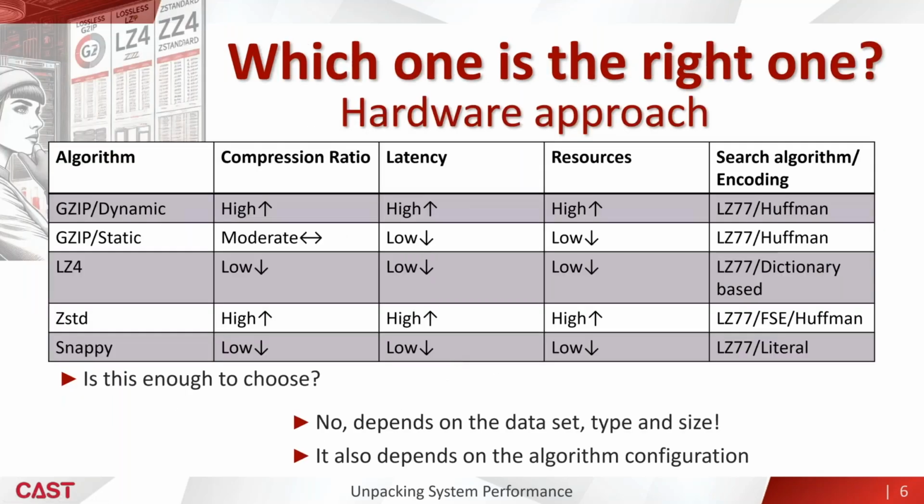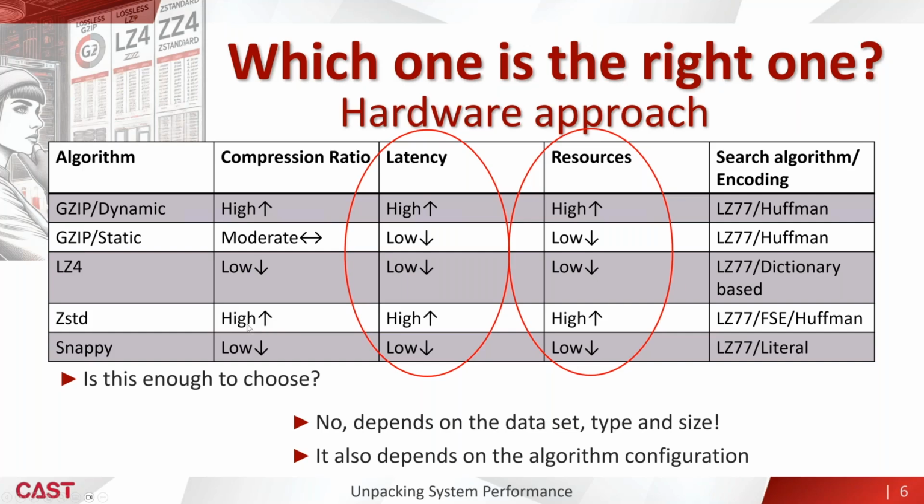So now let's study the table we saw before, wearing our hardware glasses on. So what's the difference here? Before we were discussing the software latency and the speed. Now we discuss hardware latency and resources. And we have the same algorithms to discuss. So again, LZ4 and Snappy have the low compression ratio, will always give you lower latencies, and will always give you lower resource requirements.